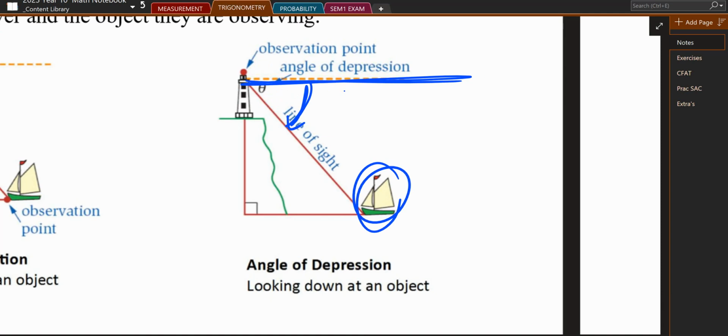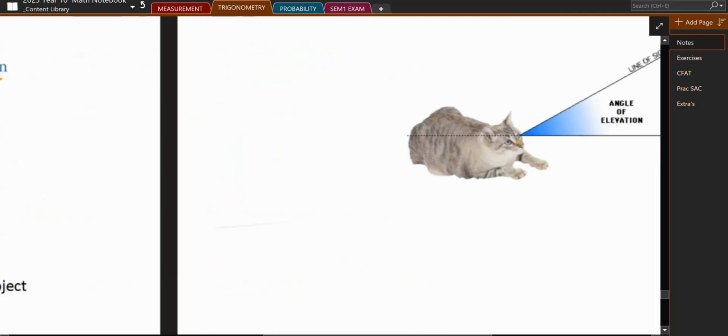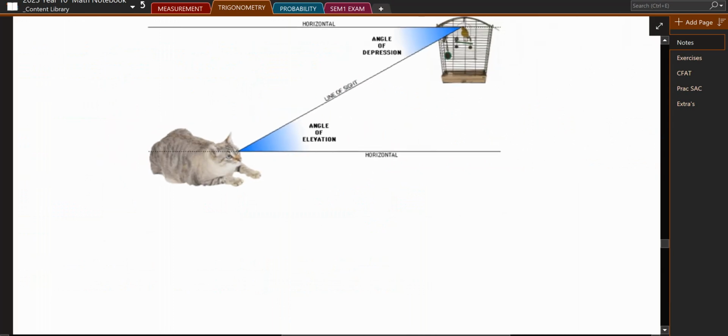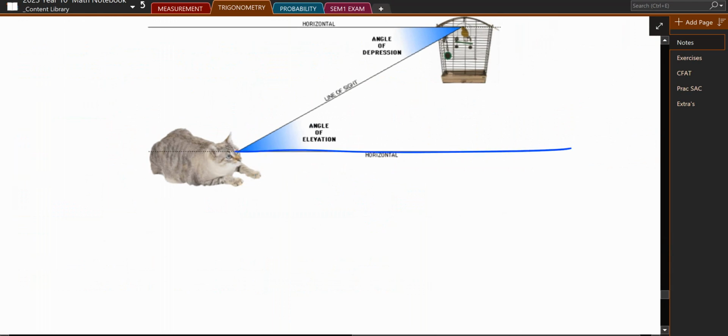Let's look at another example. Say you were the cat and the bird. If you were the cat here, and your horizontal line is right there, and you're looking up at that bird, it creates an angle of elevation there. The cat's looking at the bird, looking really hungry, probably wants to eat it.